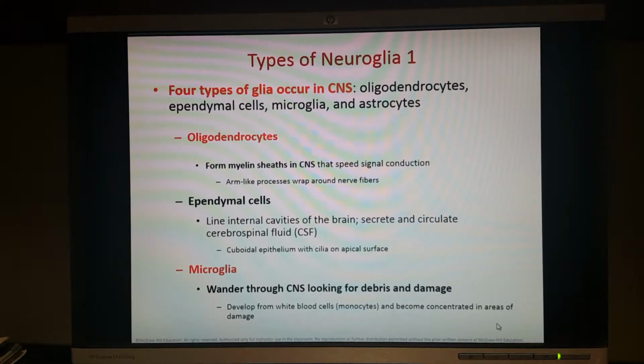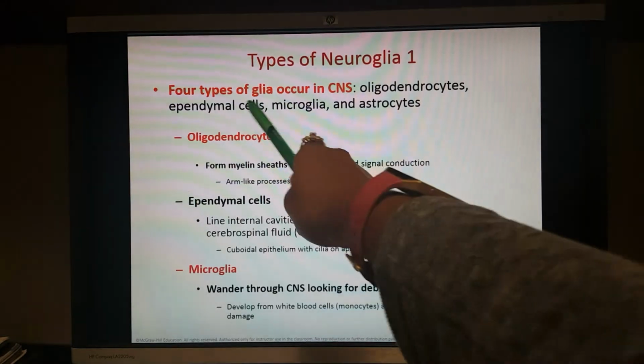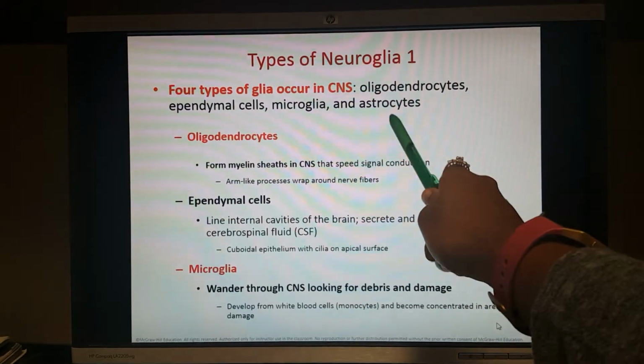The neurons aren't the only type of cell in your nervous system. You also have neuroglia cells in your nervous system, and these cells help to improve the function of your neurons as well as protect them and care for your neurons. So there's four types of glia that are in your central nervous system. You have your oligodendrocytes, your ependymal cells, microglia, and astrocytes.